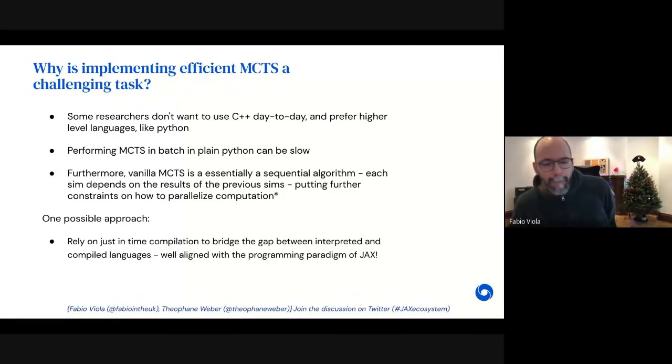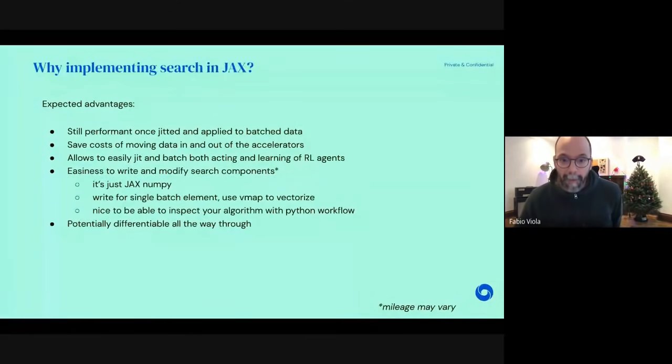So one possible approach to tackle all of the above is to rely on just-in-time compilation to try to bridge the gap between interpreted and compiled languages. And this is very well aligned with the programming paradigm in JAX. The next slide.